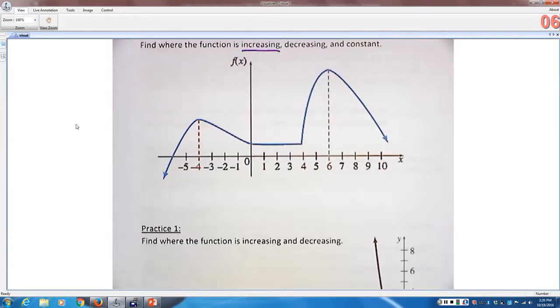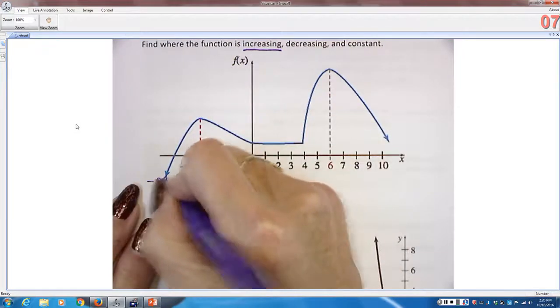Where is f of x increasing? On what intervals? There are two places where it's increasing. So give me where it begins and where it ends. Josh, what do you think? Negative infinity to -4. Okay. And then -4 to 6.